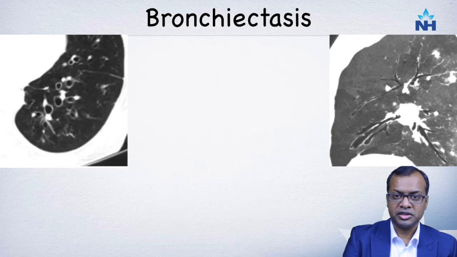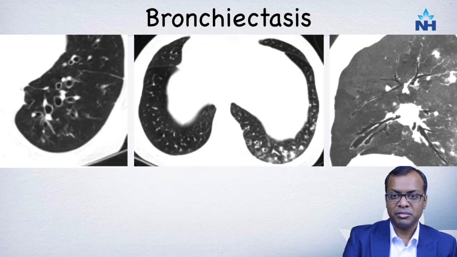The other definition of bronchiectasis on imaging is non-tapering of bronchi. As we go from the center to the periphery of the lung, the bronchi tend to taper down and become smaller and smaller. But in bronchiectasis, these do not taper and these remain open or of the same size. This is the second parameter of bronchiectasis on CT.